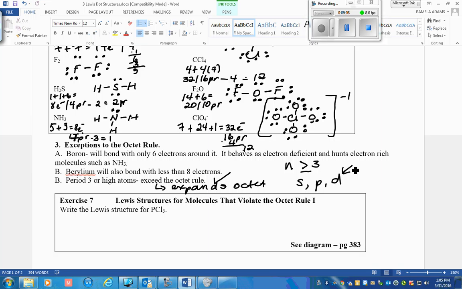That allows these atoms to expand their octet. So here we have PCl5, and PCl5 has 5 valence electrons from the phosphorus and a total of 35 from the 5 chlorines, for a total of 40 valence electrons, or 20 pair. The phosphorus will be the central atom, and the chlorine atoms will kind of make a Ferris wheel in my little brain around the phosphorus.